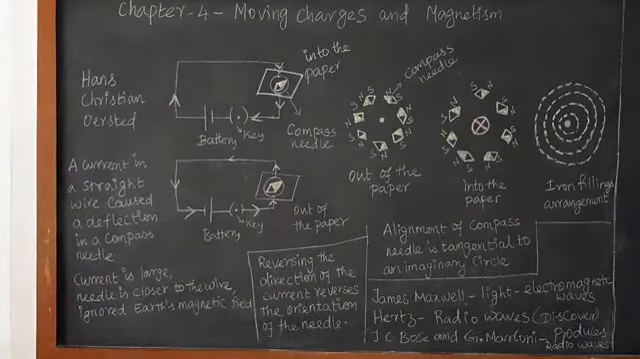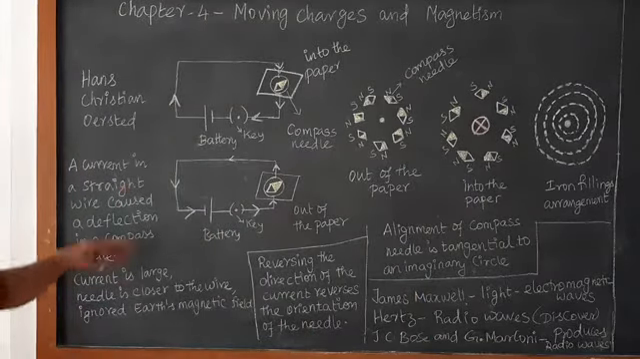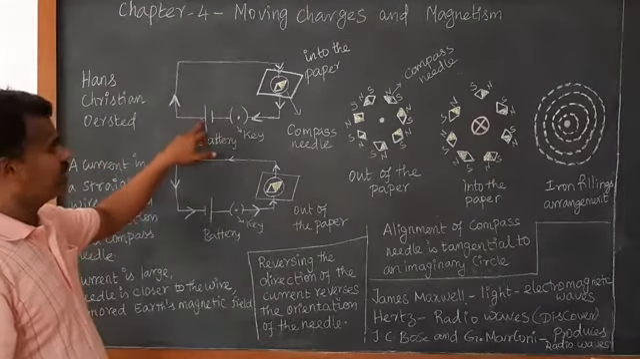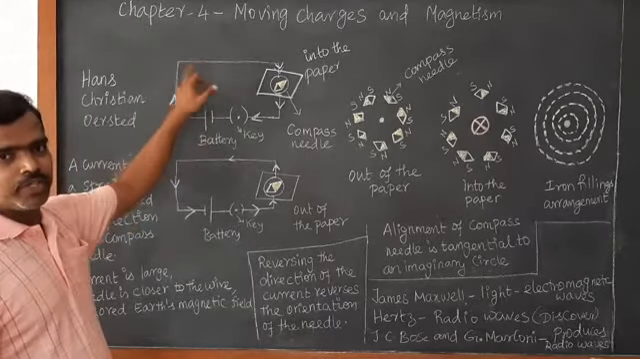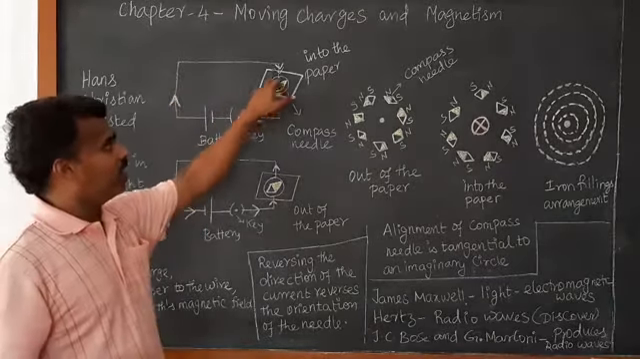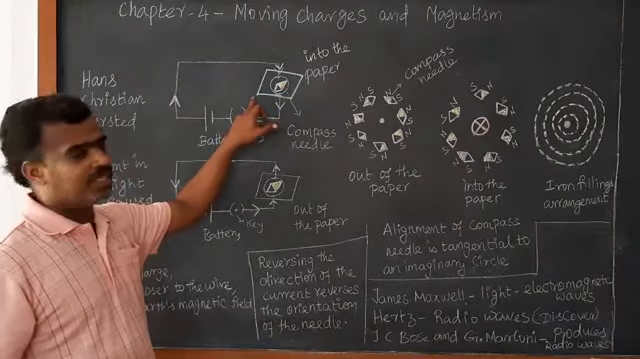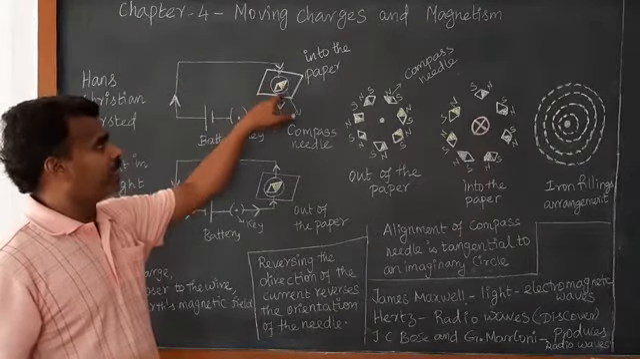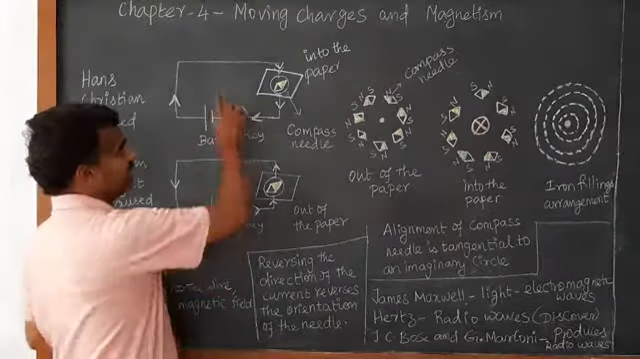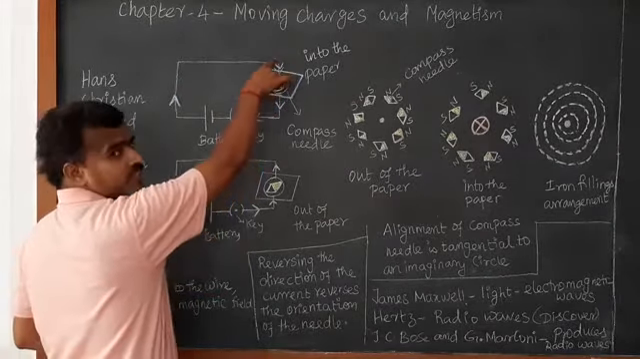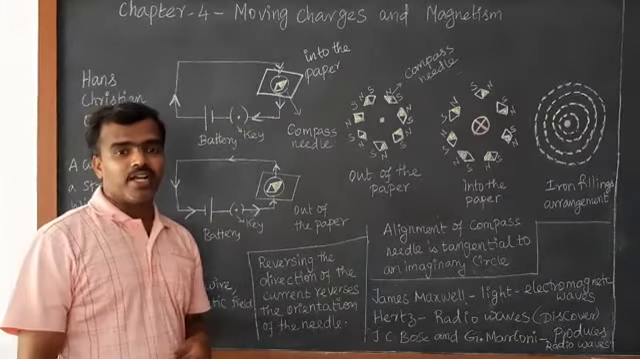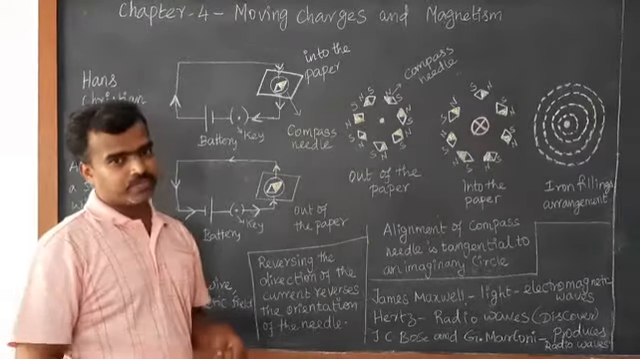We have Hans Christian Oersted. Here I have a battery and key, and the current flows from the positive terminal to the negative terminal, as we know. So here I have a plain paper, and on that paper I have placed one compass needle. Listen here, the current is passing from top to down, which we call into the paper.